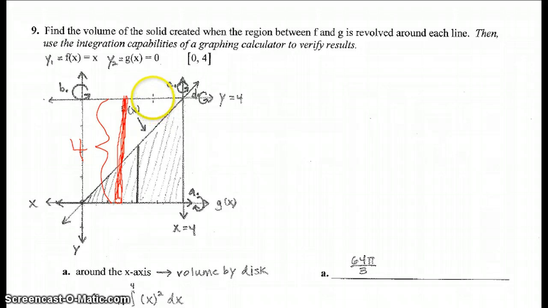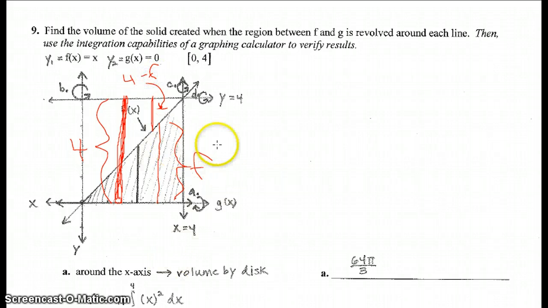Our inner radius is from y equals 4 to the inner part of our region. Now, some people would be tempted to just call that f of x. However, f of x goes from our linear portion of the function down to the x-axis. So if this is f, and the whole distance down is 4, then our inner radius here is actually 4 minus f.